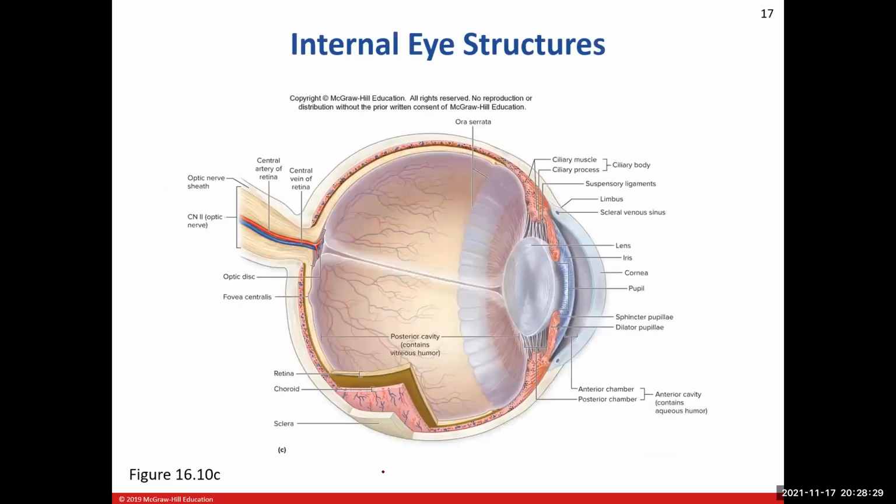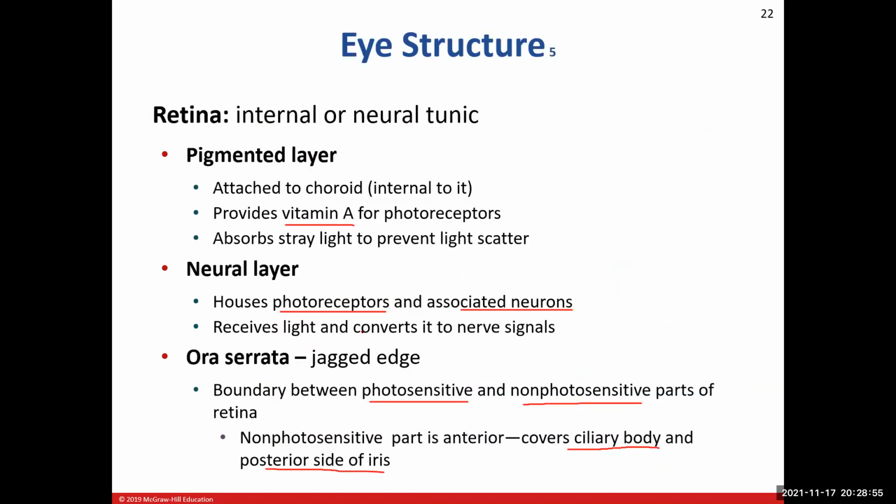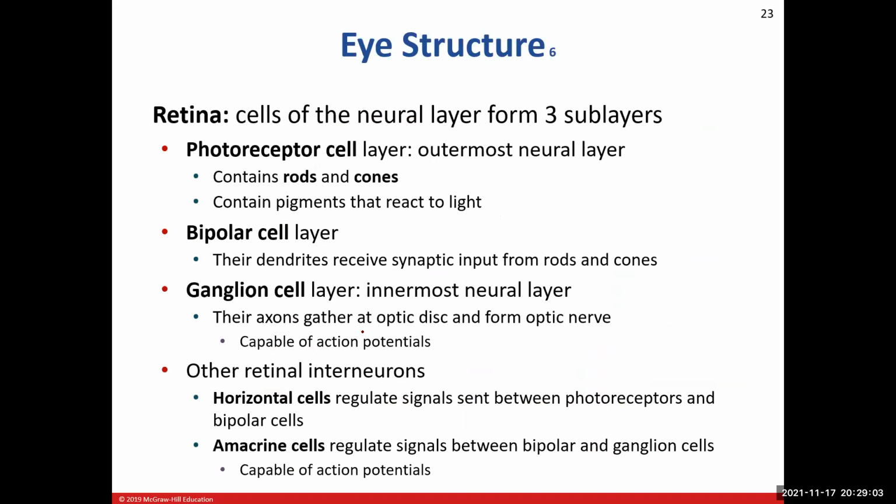So let me come back and show you. Here we go. Here's the ora serrata. You can see this area here, we're not going to see photoreceptors in. So we're going to start to transition. All of this area here will have photoreceptors. But as we get closer towards the lens, we don't see that. When we talk about the ora serrata, I always refer to it as just that boundary between areas that you can see and areas that don't allow you to see.